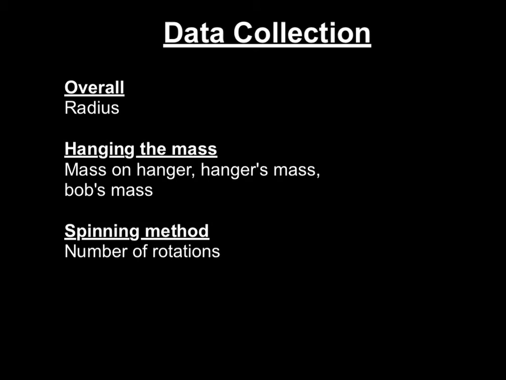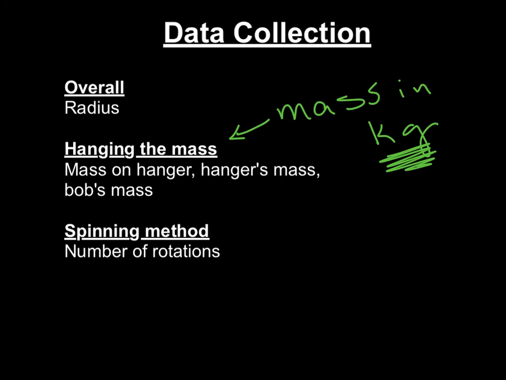So data collection. Overall, you need the radius. This is from the center line to the middle of the mass. When you hang the mass, you just need the mass of the hanger's mass, and the bob's mass, all 3. When you are spinning it, you get the number of rotations over that set time, and the only thing spinning in that case is just the bob. So that's the only mass that enters that equation.